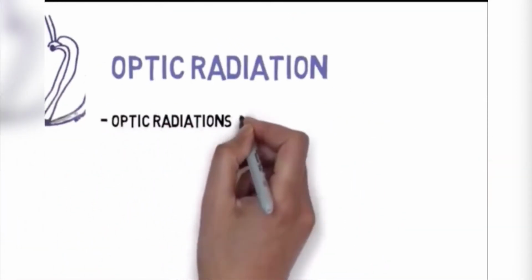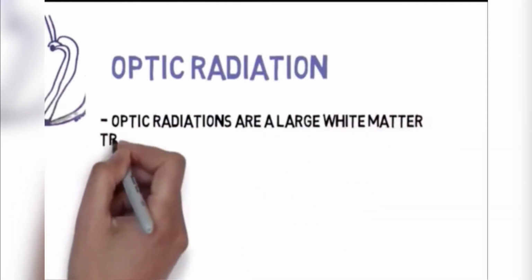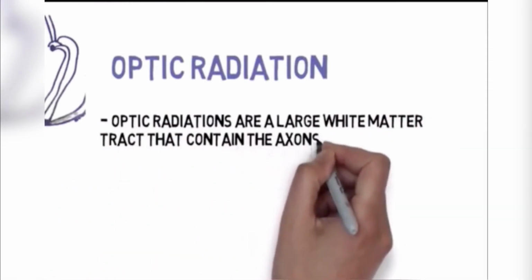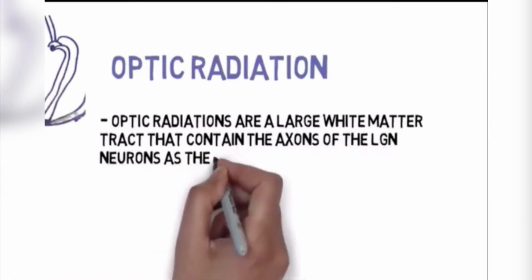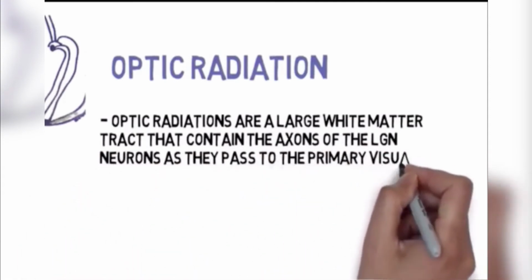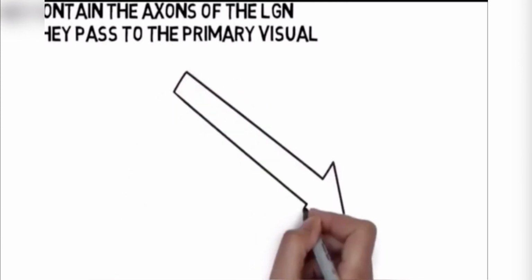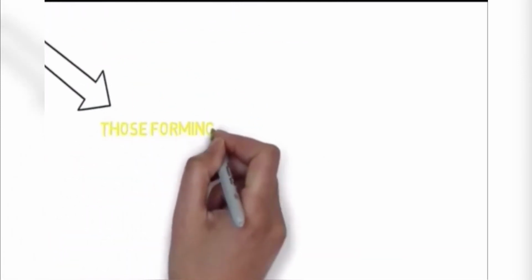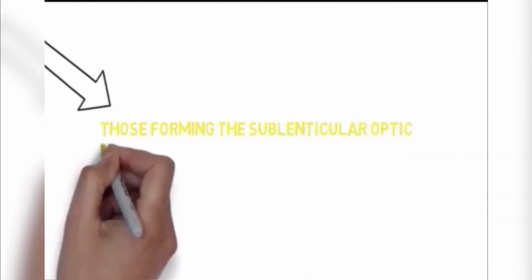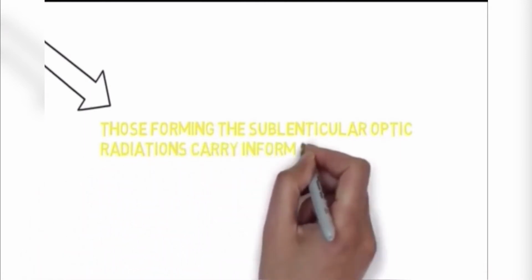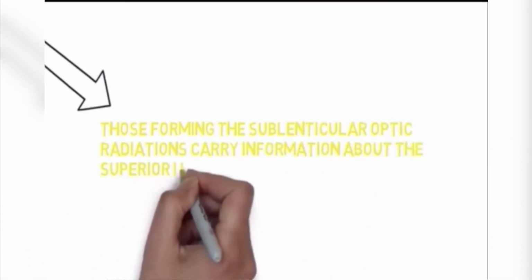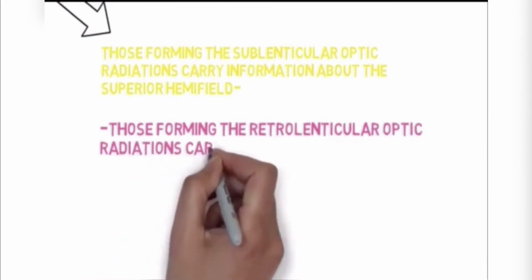Optic radiations are a large white matter tract that contain the axons of the LGN neurons as they pass to the primary visual cortex. Those forming the sublenticular optic radiations carry information about the superior hemifield. Those forming the retrolenticular optic radiations carry information about the inferior hemifield.